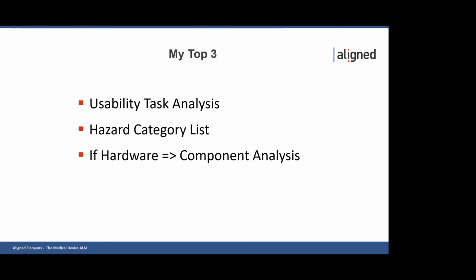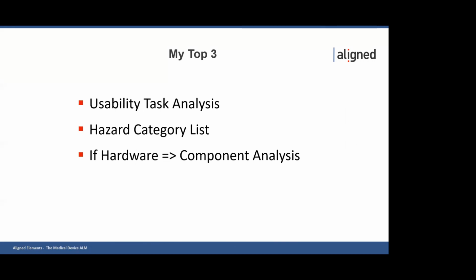Now, if you ask me, Karl, what's your top 3 recommendation? Of all these, what would you use? Well, I would definitely use the usability task analysis if your device has anything to do with users, and most of them do. The reason is that you get so much more out of it than just identified risks. You get those use scenarios, you get great input for those summative evaluations, and you automatically get a great way to categorize whether a particular use scenario is a candidate for summative evaluation. So that's the first one.